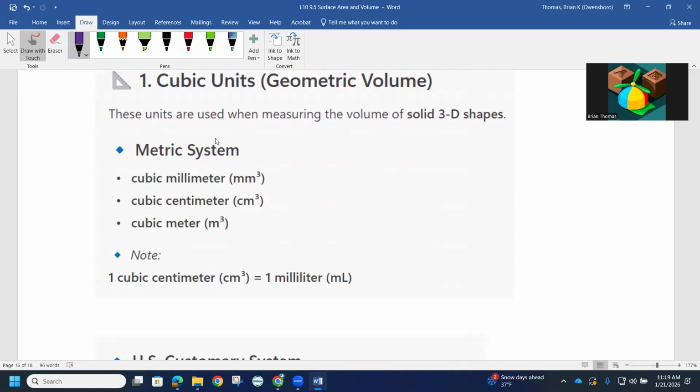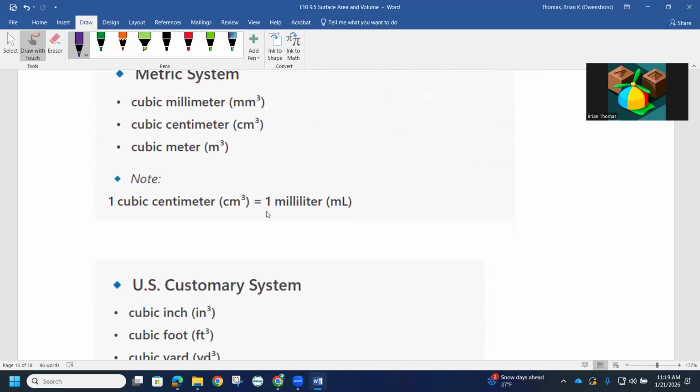So again, cubic units in the metric system: we have millimeters cubed, cubic centimeters, or a cubic meter. Those are the most common ones in the metric system. Notice how I mentioned earlier, 1 cubic centimeter is the same thing as 1 milliliter. A milliliter is like a drop out of one of those little eyedroppers. It's pretty small, so a cubic centimeter is not that big.